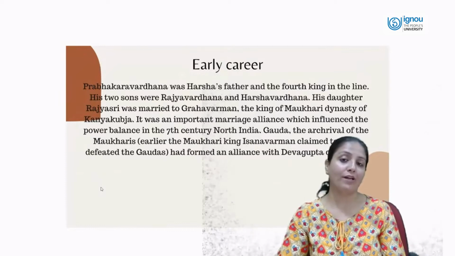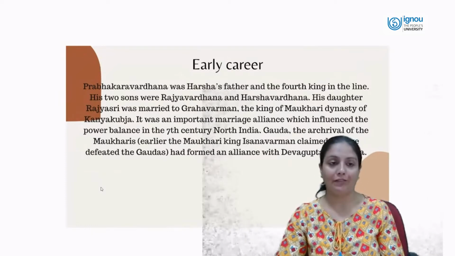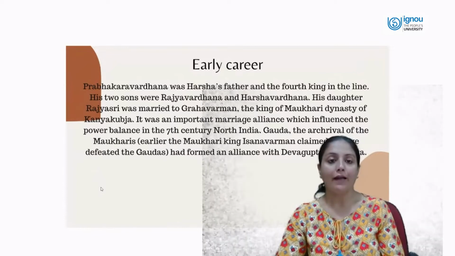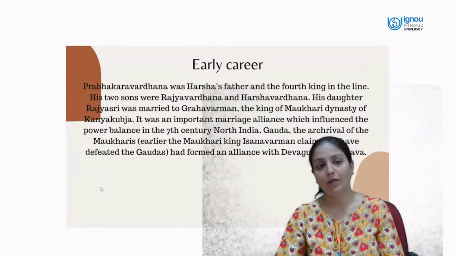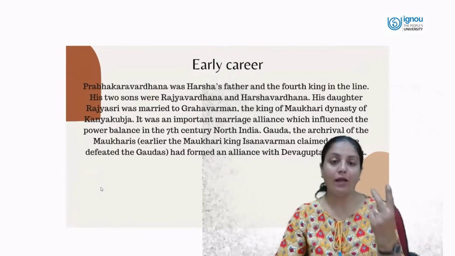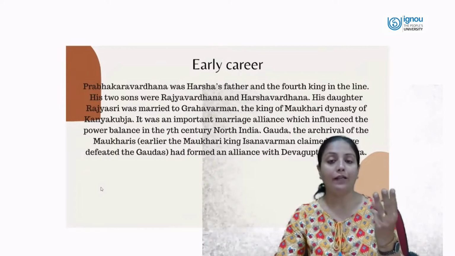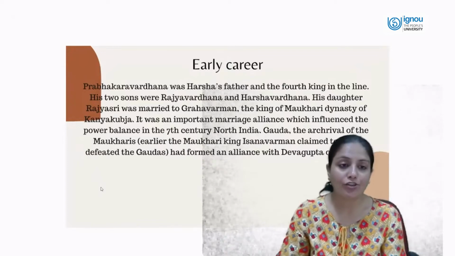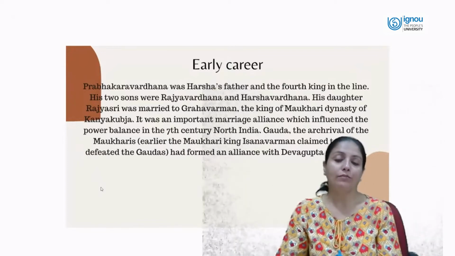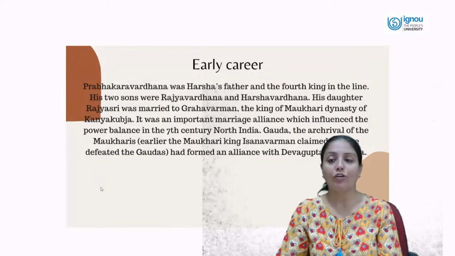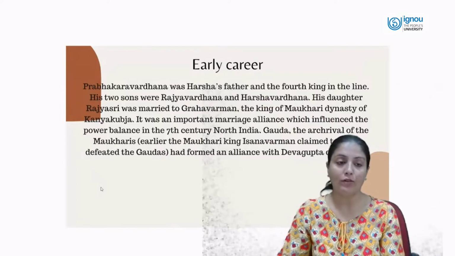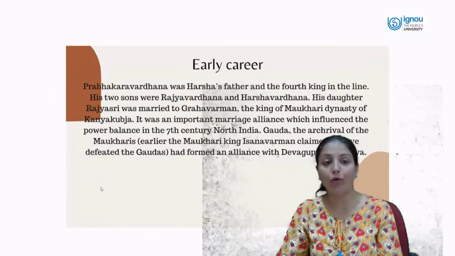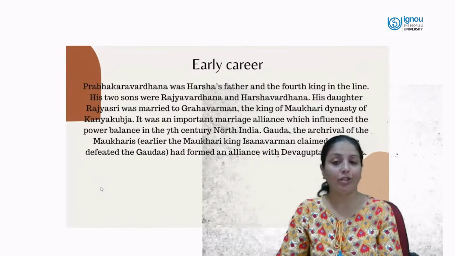Prabhakar Vardhana was Harsha's father and the fourth king in the line. What were the names of his two sons? Rajyavardhana and Harshavardhana. His daughter Rajyashri was married to Grahavarman. Who was Grahavarman? The king of the Maukhari dynasty of Kannauj, Kanyakubja. It was an important marriage alliance which influenced the power balance in 7th century North India.